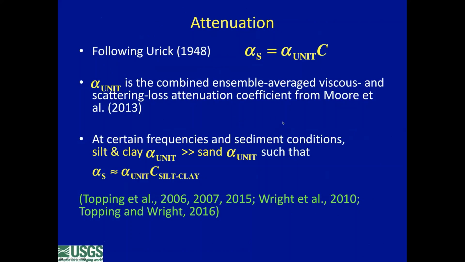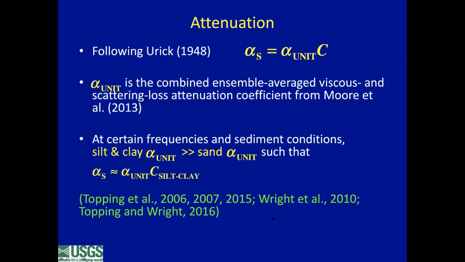So we use attenuation to estimate the silt and clay concentration. Basically, we have alpha sub S and concentration. Alpha unit is what we call the combined ensemble average viscosity and scattering loss attenuation coefficient. And this is derived in the same way that Stephanie Moore did in this publication. At certain frequencies and sediment conditions, the silt and clay alpha unit far exceeds that of sand, such that you can assume that attenuation is driven mostly by the silt and clay concentration.